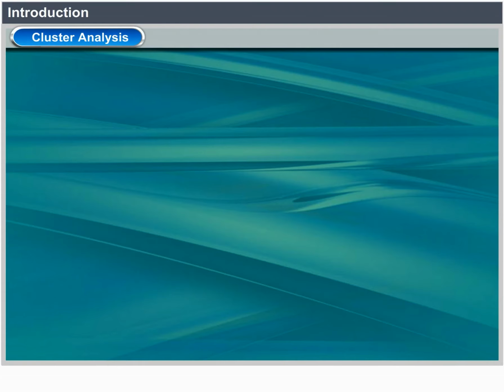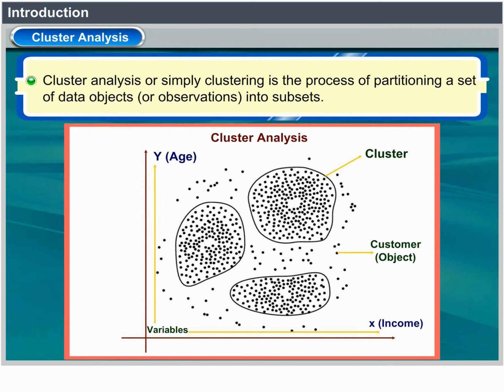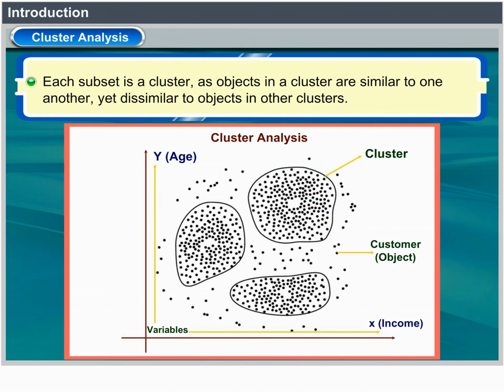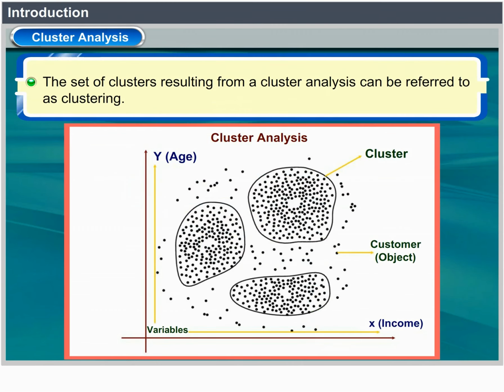Introduction. Cluster analysis. Cluster analysis, or simply clustering, is the process of partitioning a set of data objects or observations into subsets. Each subset is a cluster, such that objects in a cluster are similar to one another, yet dissimilar to objects in other clusters. The set of clusters resulting from a cluster analysis can be referred to as clustering.